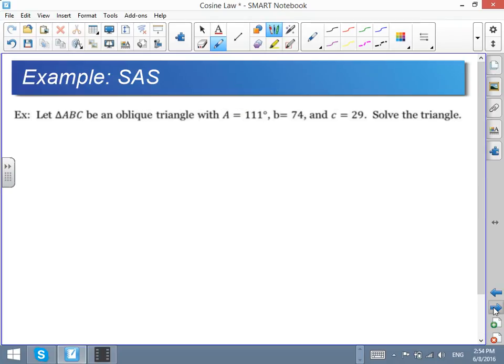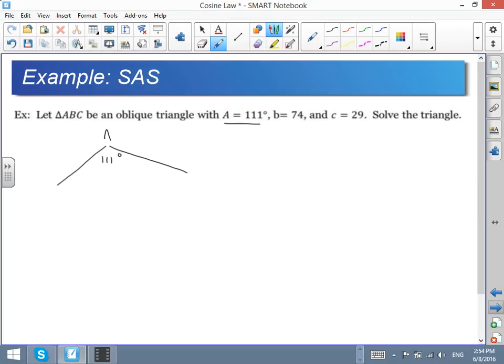Okay? So here's an example involving SAS. So we have a triangle with these particular measurements. We're being asked to solve the triangle. So just taking a look here, we should probably sketch this thing out. You can see that A is 111. So with a 111 angle relationship, that means that we're going to have an obtuse angle of 111 degrees.